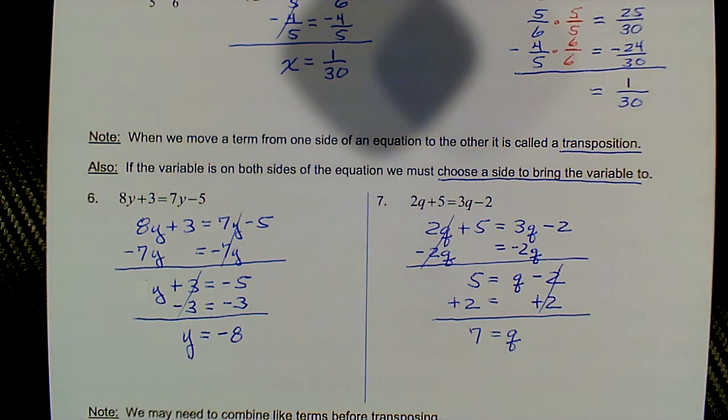Hello everyone. This is part 2 of homework number 4. We left off with the concept of solving linear equations when the variable is on both sides. And recall the idea was to bring the variable to the side where the coefficient is greater.